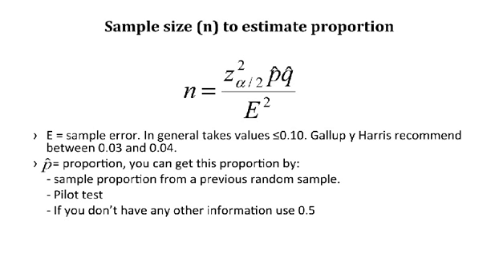So we also have the value of Z. See that the value of the standard normal distribution is squared. Then you have PQ, and then you have the error squared, and you have some recommendations on the error.